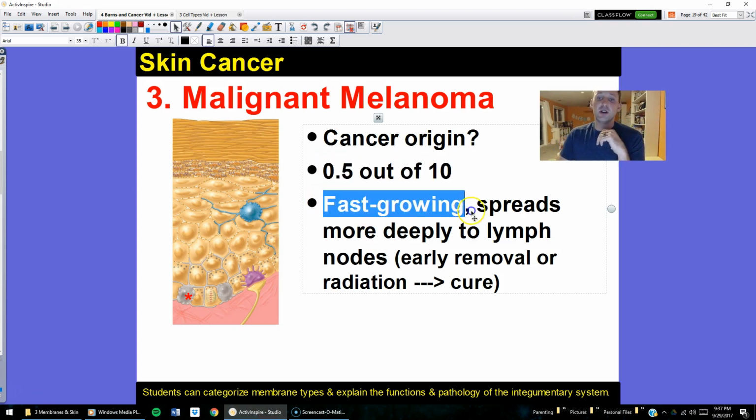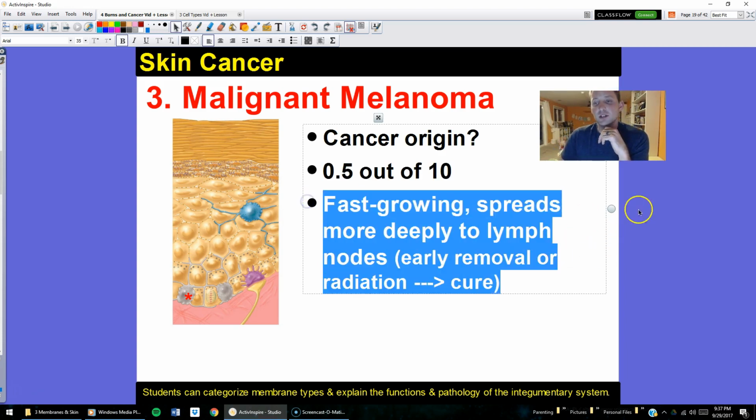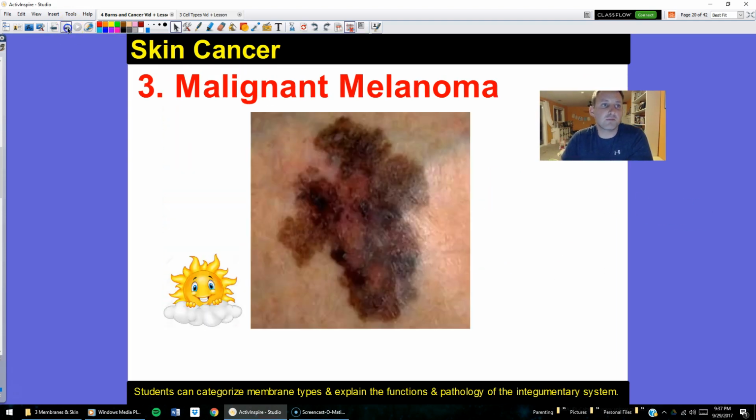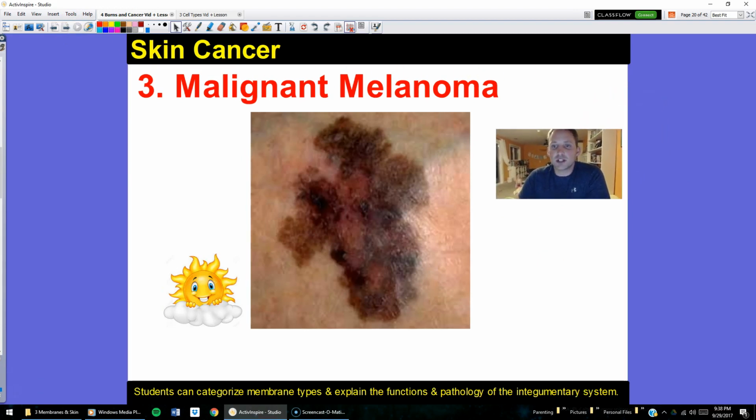This is the fastest growing. It spreads even more deeply to lymph nodes. So this is really similar information as the last one, but this is the most dangerous. This spreads even faster. But once it gets to the lymph nodes again, it's the most deadly. So malignant melanoma is the worst type. This is what it looks like.